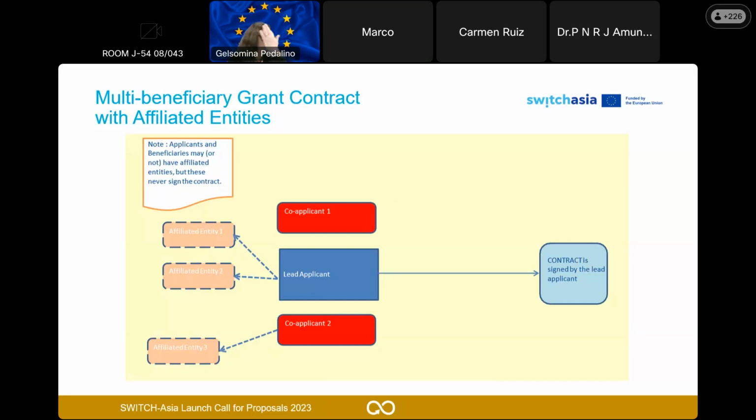It's recommended, but not mandatory, of course, to finalize a consortium agreement defining precisely the financial rights and obligations, and of course the responsibility of each member in the consortium. And very important is to have a balanced distribution of the cost among the members. The guidelines also explain that applicants and beneficiaries, all the consortium, all the membership, once the grant contract is signed, are all equal beneficiaries of the action. The applicant, we know, can have or not affiliated entities, but these never sign the contract. The affiliated entities are only organizations that have a structural or a capital link with the lead applicant and with the co-applicants, that are entities directly or indirectly controlled by the applicants.